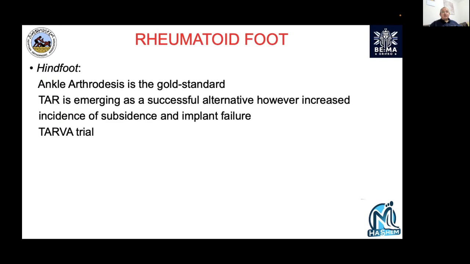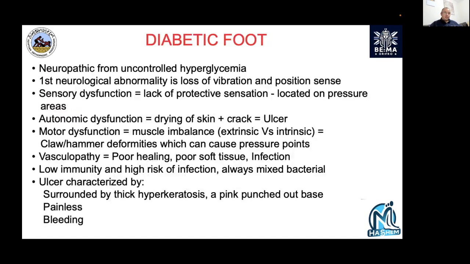And definitely we cannot ignore the TARVA trial, which is a UK multi-centric pragmatic trial comparing ankle arthrodesis versus ankle replacement. And it has involved rheumatoid patients. You need to go and read the TARVA trial, and it will give you an insight that ankle replacement is a good and valid option compared to ankle arthrodesis.